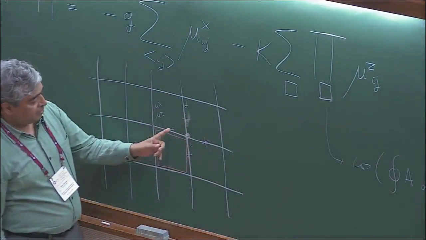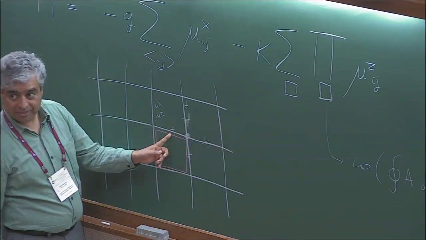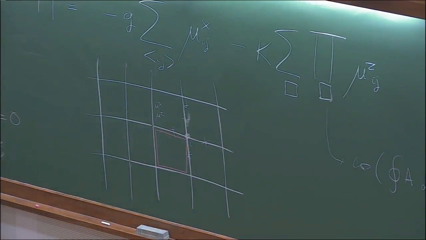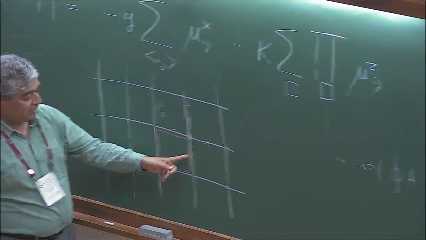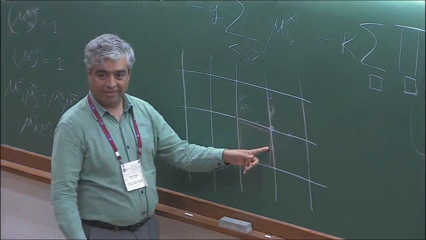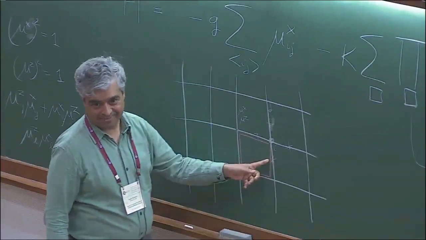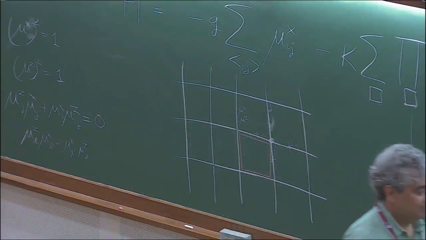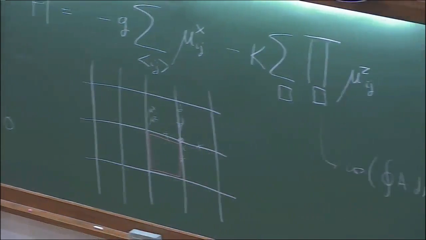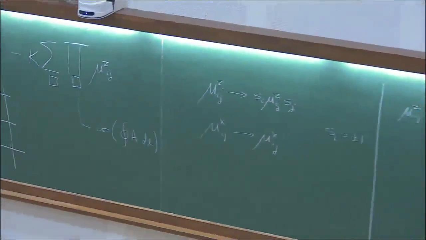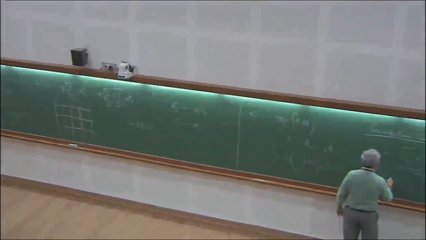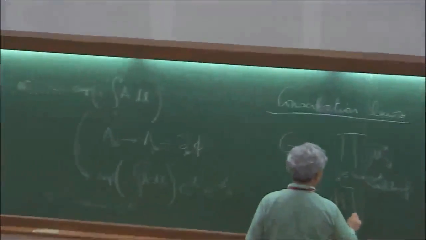Now you notice there's a mu x here, which anti-commutes with the mu z here, because of this relation. And there's a mu x here, which anti-commutes with this mu z here. Both of them give you a minus sign, so together they give you a plus sign. Okay? So it's easy to show then that all the G I commute with the Hamiltonian.